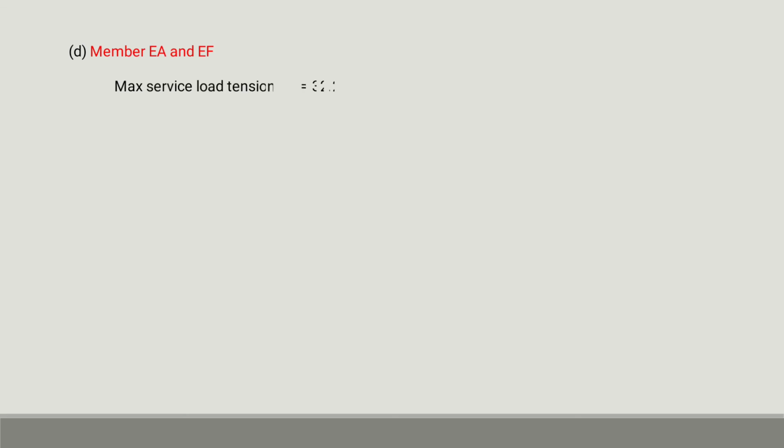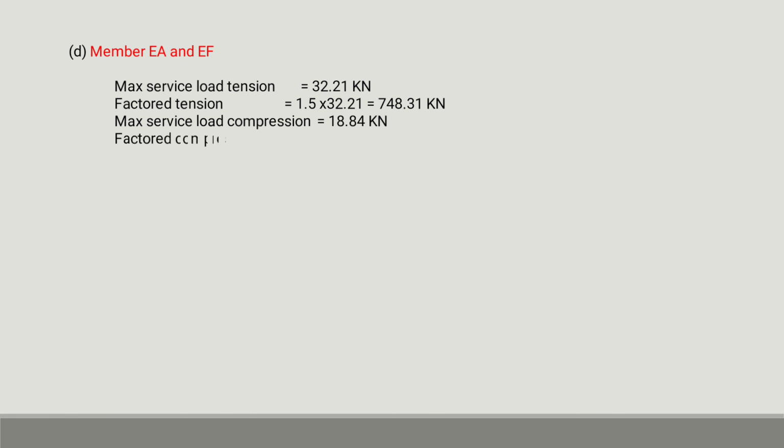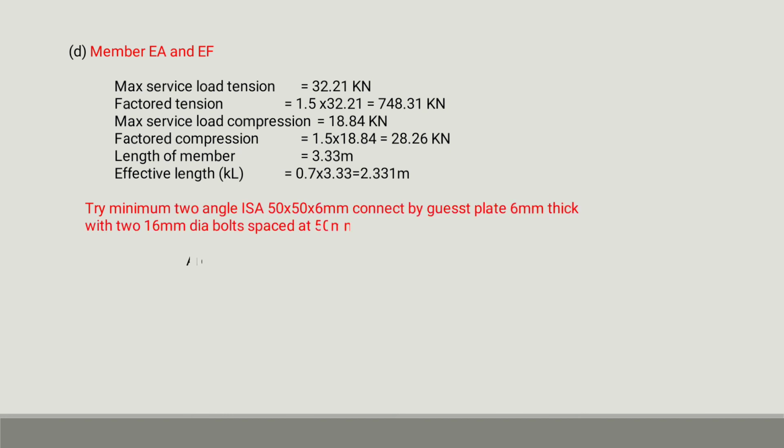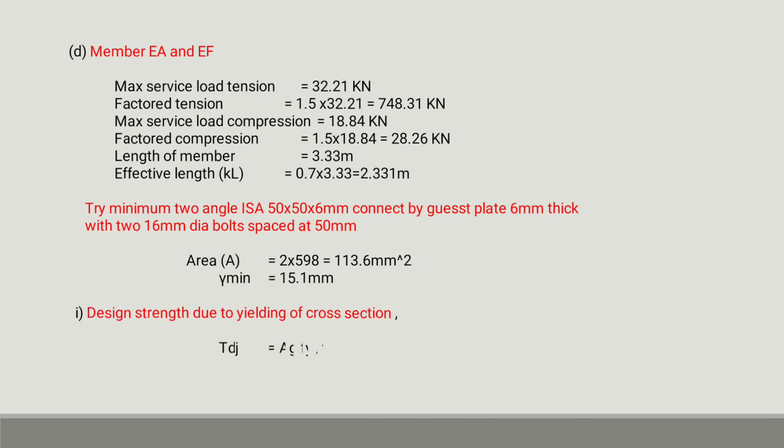So members EA and EF. The maximum service load tension is equal to 32.21, multiplied by the load factor, that is into 1.5. Also the maximum service load compression, do the same procedure: it's 18.84, multiplied by 1.5 is equal to 28.26. The length of the member is equal to 3.33. Then again you find the effective length.